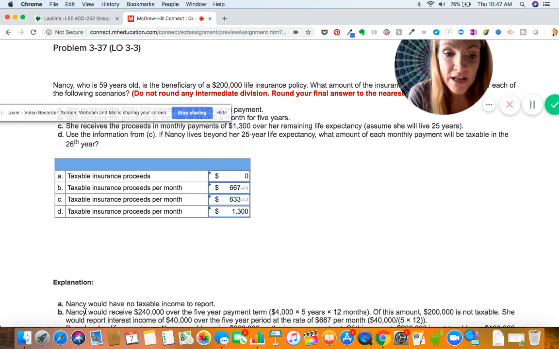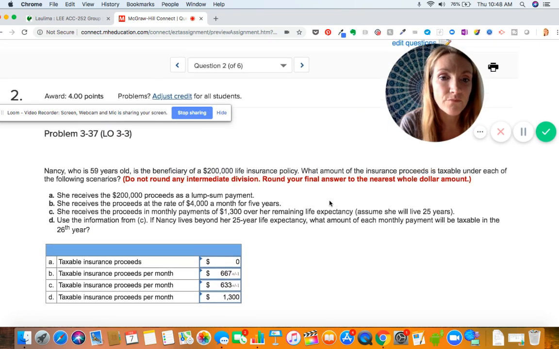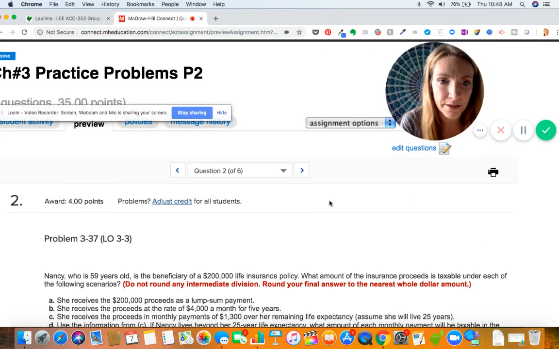So you can see right here, Nancy would receive $240,000 over a 5-year payment term. That's 4,000 times 5 times 12. 200,000 isn't taxable, and then she reports interest income of 40 over 5 years at a rate of 667 per month. Okay, let's go on to the next one here.